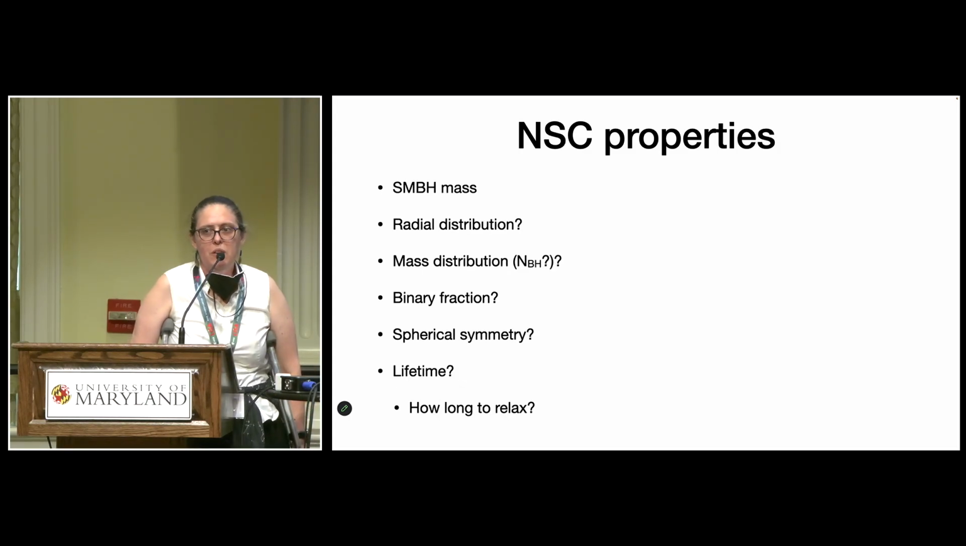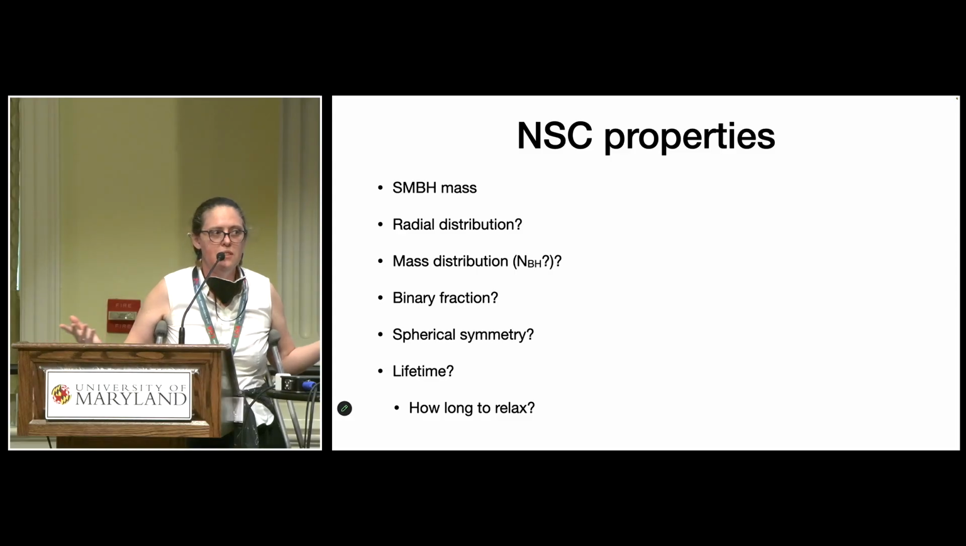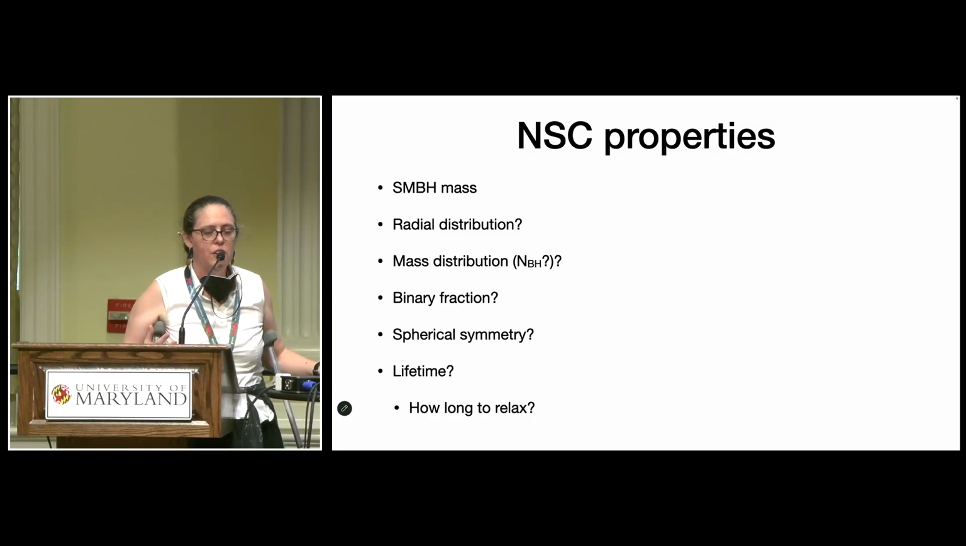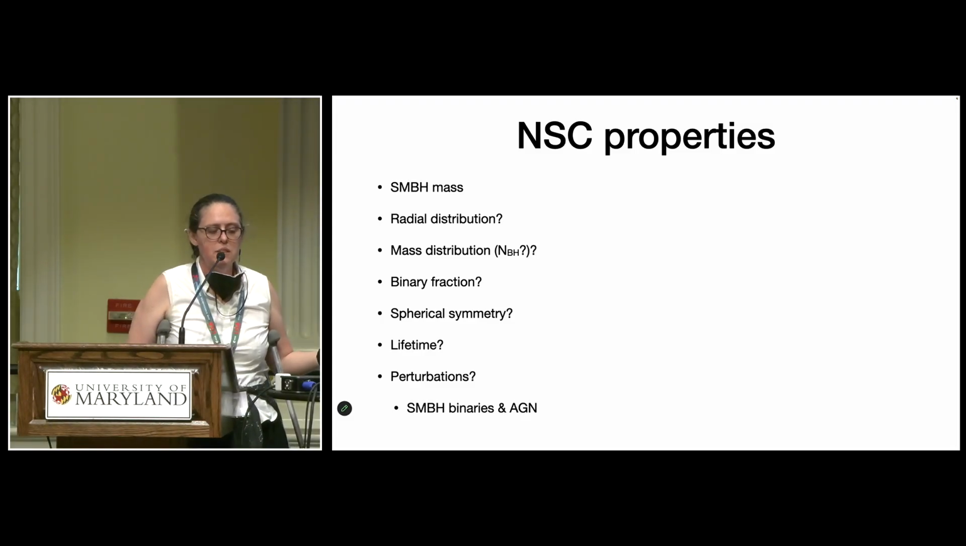You also need to think about, when you're considering relaxation theory, how long does this nuclear star cluster live? And of course, okay, they live for a Hubble time, kind of. But what I really mean is, how long are they relaxing in isolation? And so how often do you perturb the distribution of orbits in the nuclear star cluster?